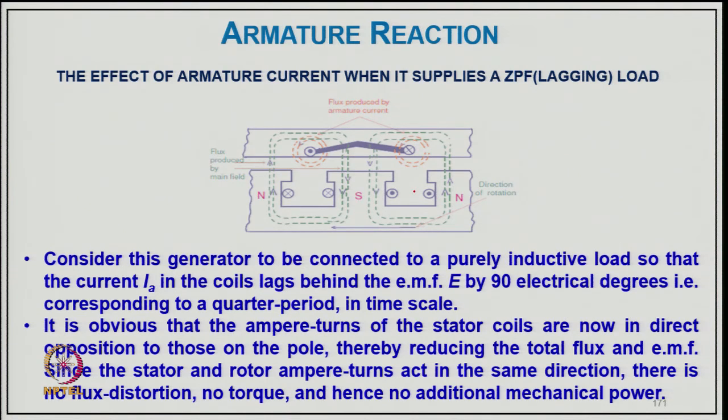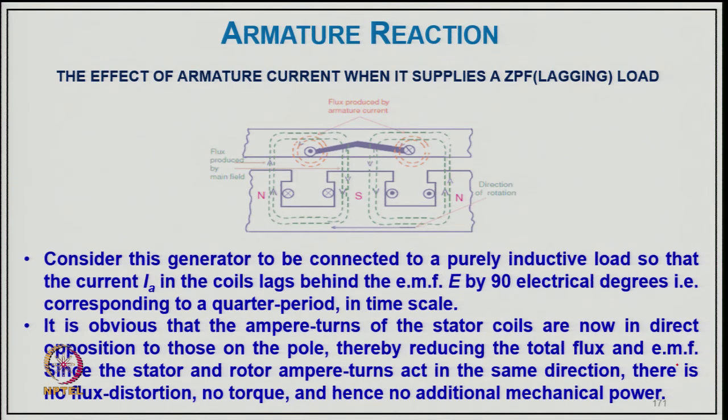So, consider this generator to be connected to a purely inductive load. The armature current I_A lags behind the induced EMF by 90 degrees, corresponding to quadrature in time. It is obvious that the armature field is now in direct opposition to that of the one on the pole, thereby reducing the total flux and induced EMF.